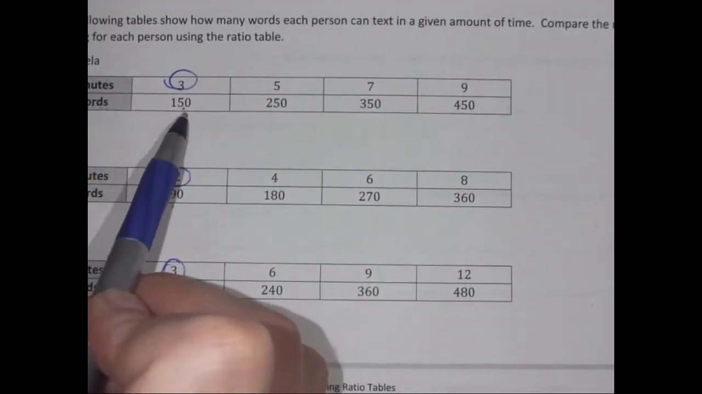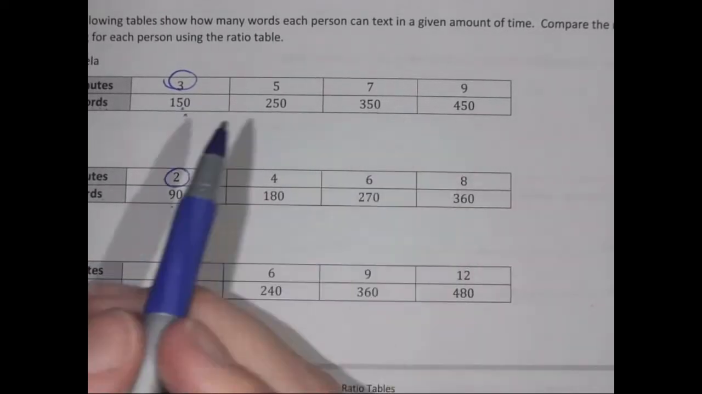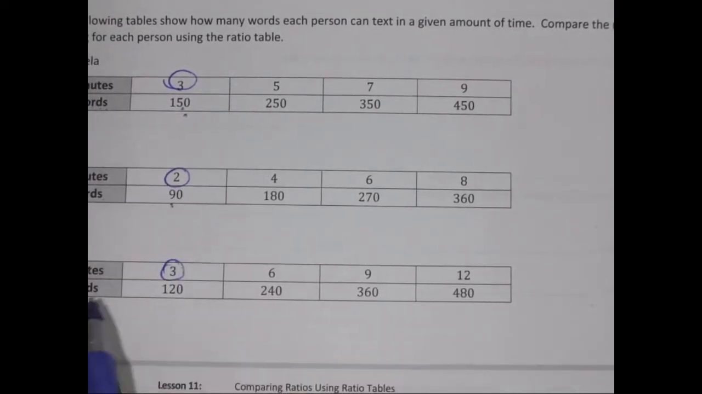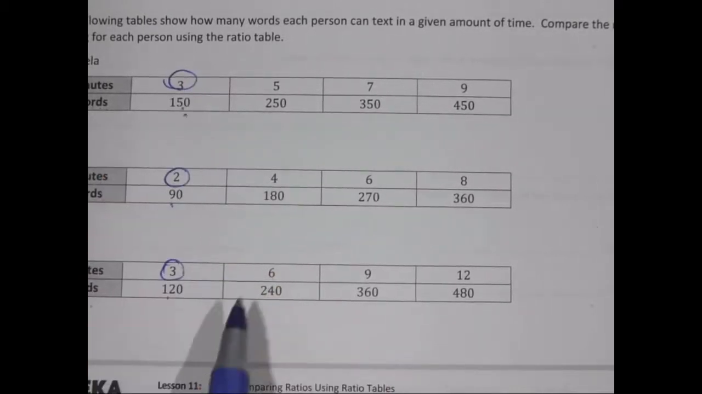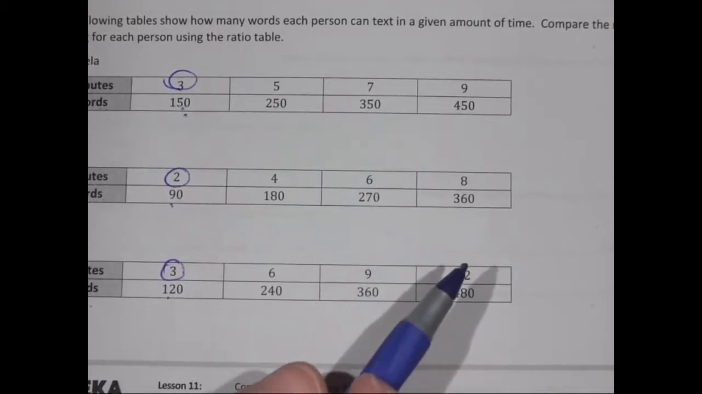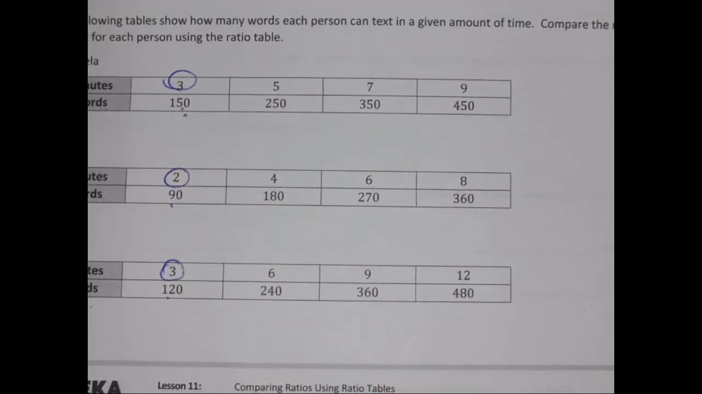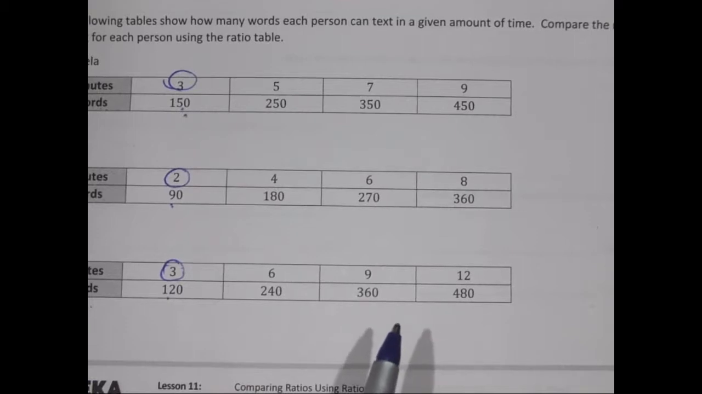Michaela can text 150 words, but it takes her 3 minutes. Jenna can text 90 words, but it takes her 2 minutes. And Maria can text 120 words, but it takes her 3 minutes. We can't really compare these clearly. We need a common factor in our ratios so that we can compare the number of words per minute. So we can just find the value, right? If I find the value of the table, I can compare values.